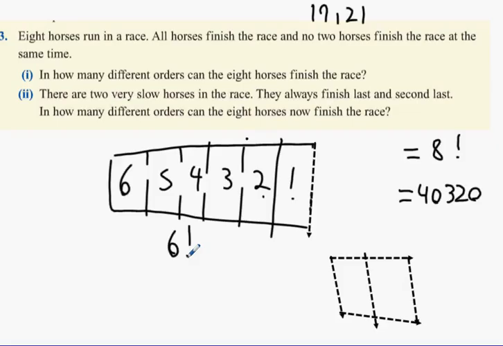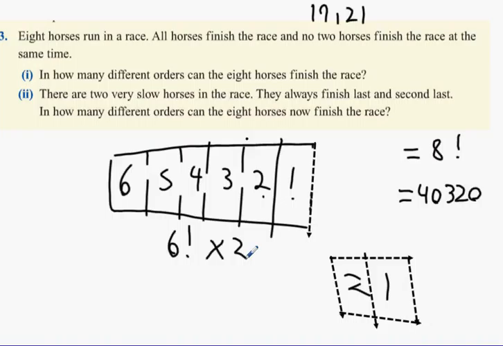How many ways can positions 7 and 8 be determined? 2 multiplied by 1, or 2 factorial. Because it doesn't tell you which one's faster. It says 2 horses come last and second last, but they can switch positions. So it's multiplied by 2. 6 factorial multiplied by 2.